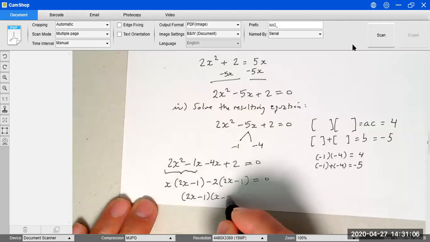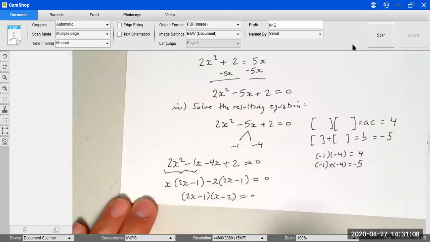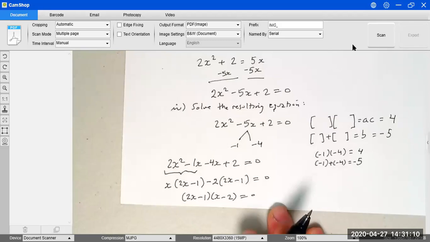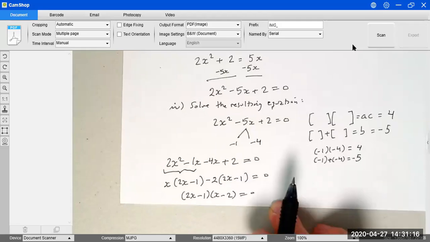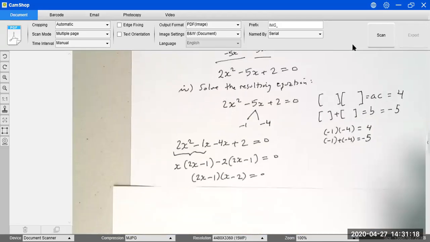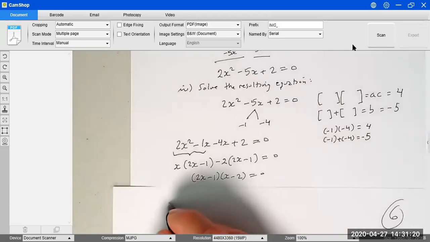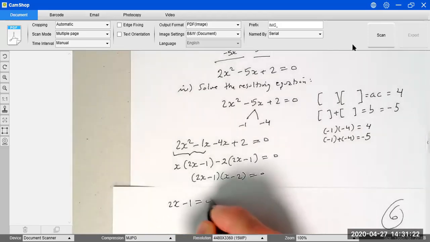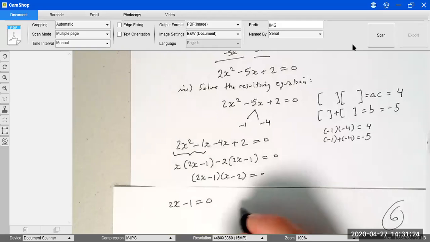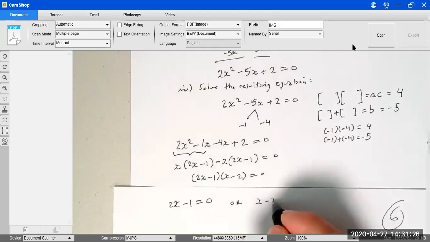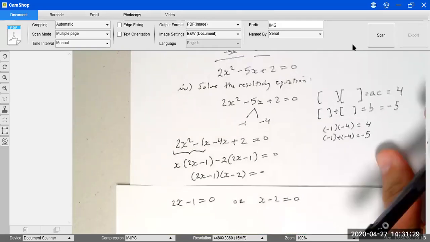So x minus 2 equal to 0. So now the final step is just working those linear factors independently to find the solution. So either 2x minus 1 is equal to 0 or x minus 2 is equal to 0.